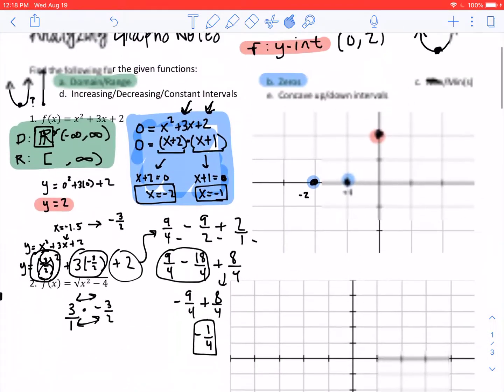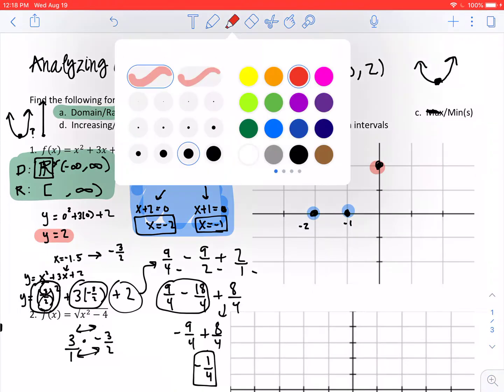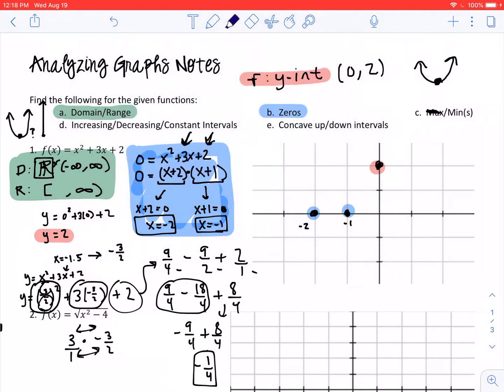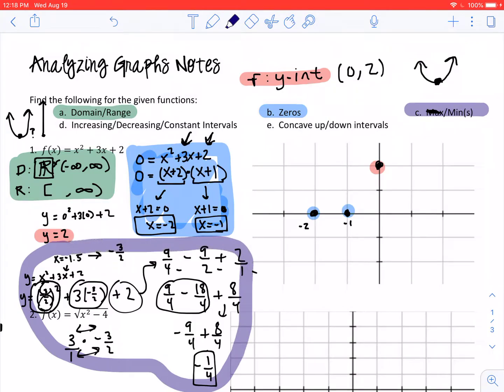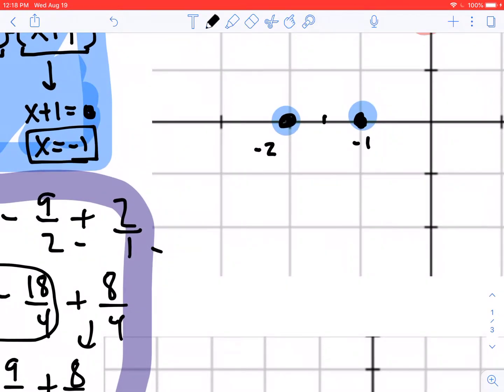Quite a bit of work there to find that maximum, or in this case, minimum value. But we did it, right? All of this work was finding that minimum value. So remember, when x was negative 1.5, we just did all that work to realize that y is negative 1/4. So when x is negative 1.5, y is negative 1/4.